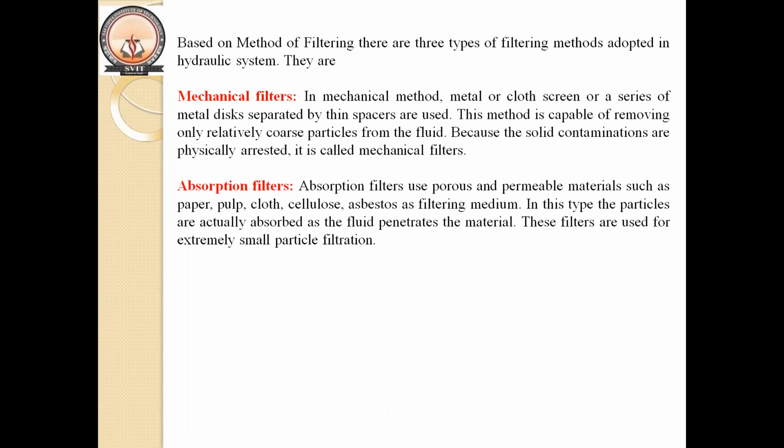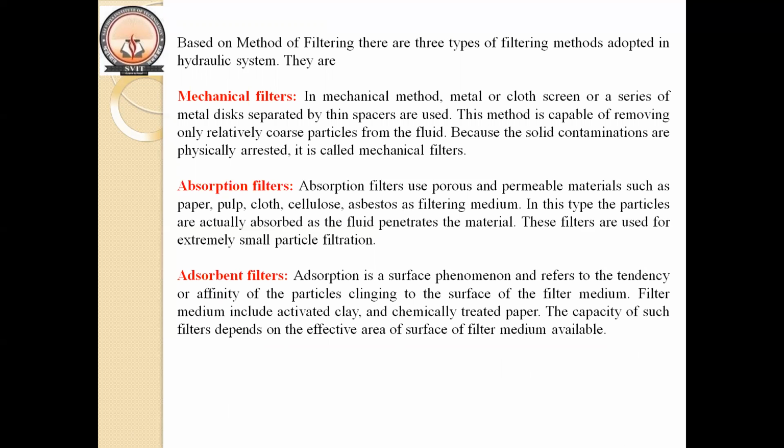The second type of filter based on method of filtering is the absorption filter. In this case, absorbing material like paper, pulp, cloth, cellulose, or asbestos is used as a porous and permeable filtering medium. The particles are absorbed as the fluid penetrates the material. When the fluid enters this material, the unwanted particles get absorbed. These filters are used for filtration of extremely small size particles.